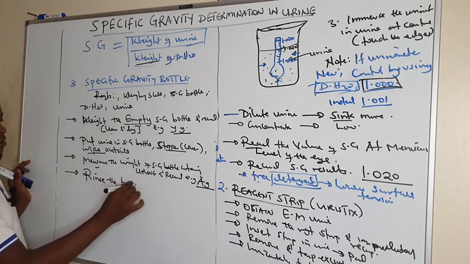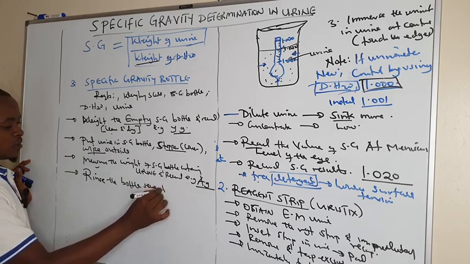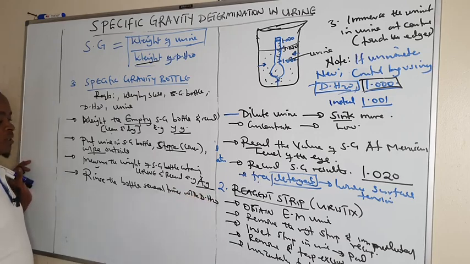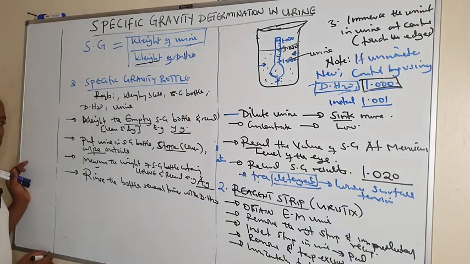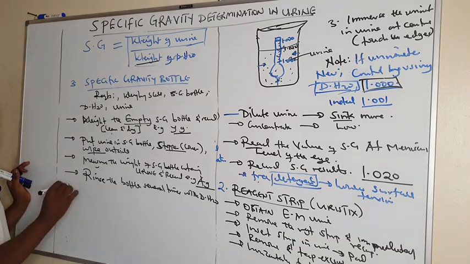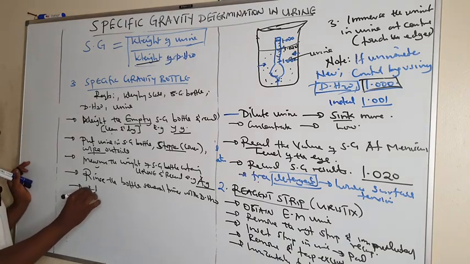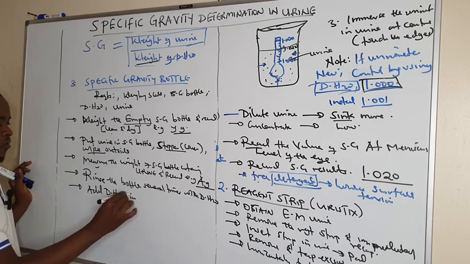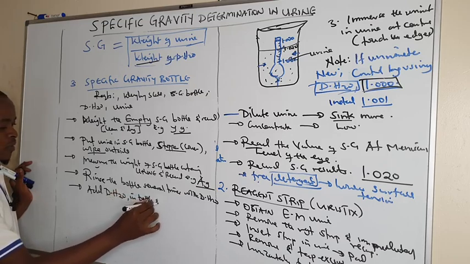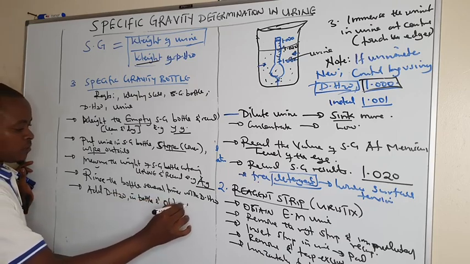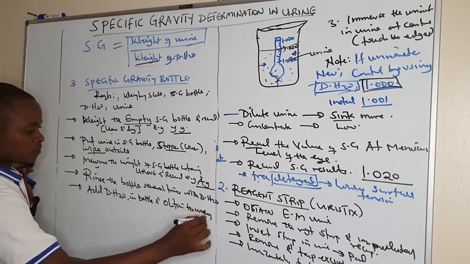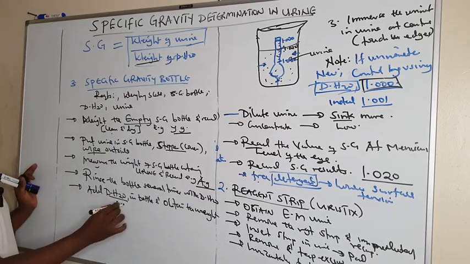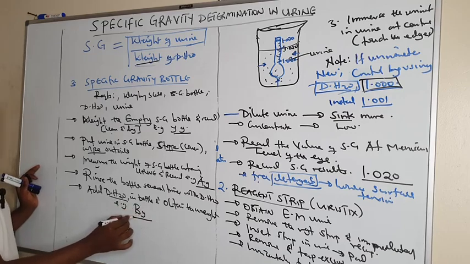the bottle several times with distilled water. You rinse the bottle several times with distilled water. After rinsing, you add distilled water in the bottle and you obtain the weight of the bottle with the distilled water. E.g. maybe you have got b grams.